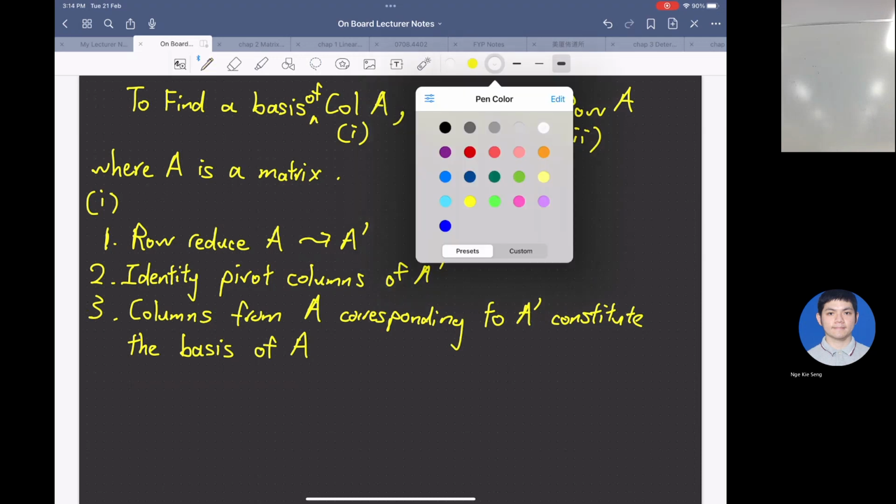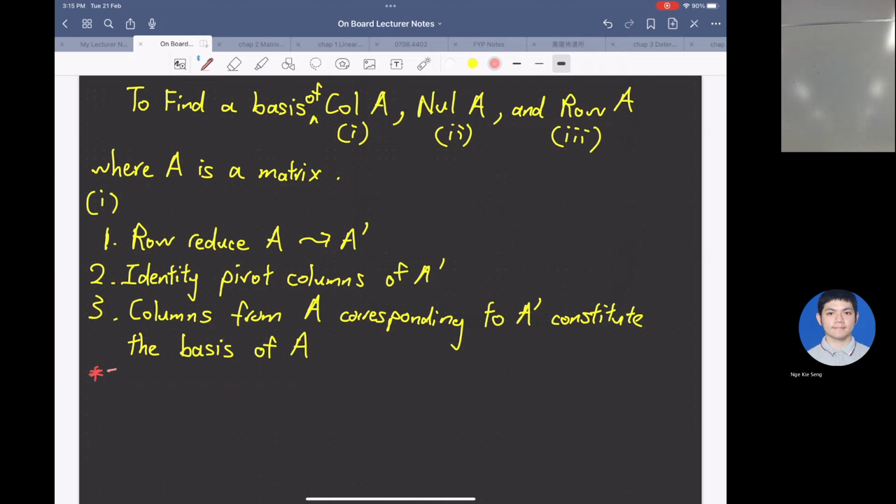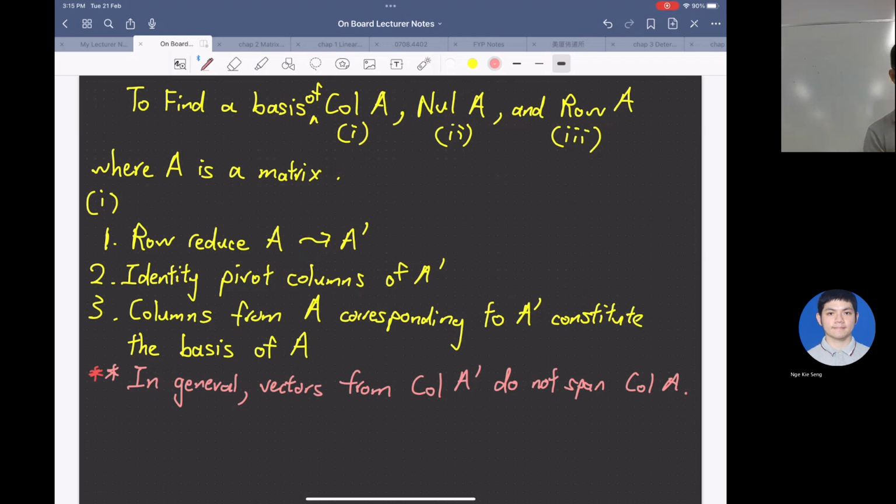Add a warning here, because in general, vectors from the reduced matrix do not span the column space of A. Typically the vectors from the reduced matrix don't span the original column space. Next, any question on how to find col A?